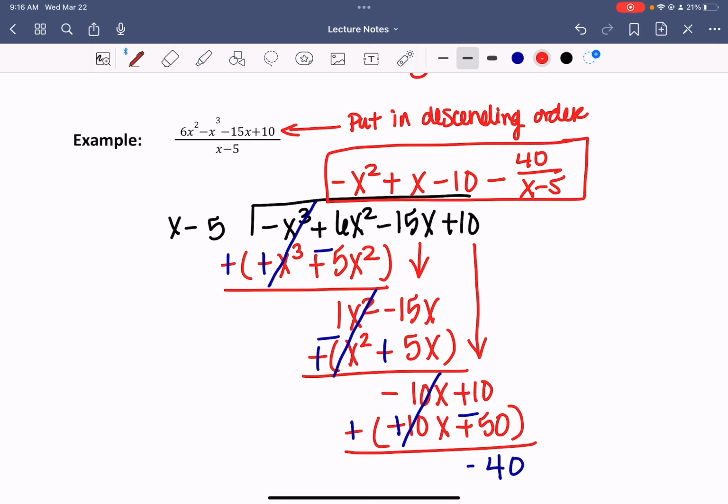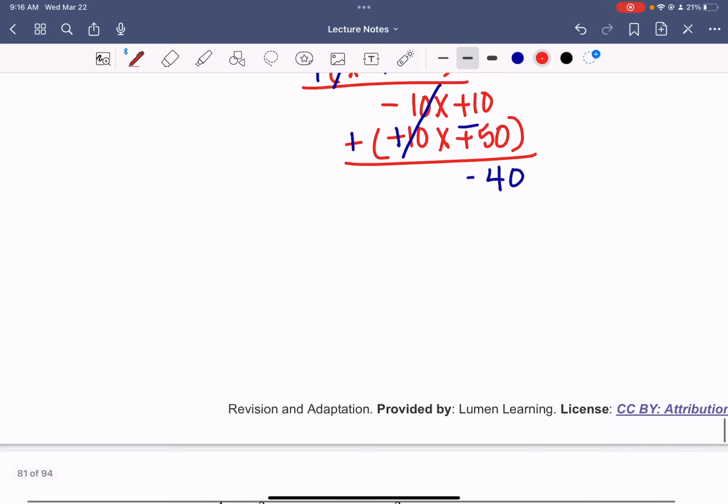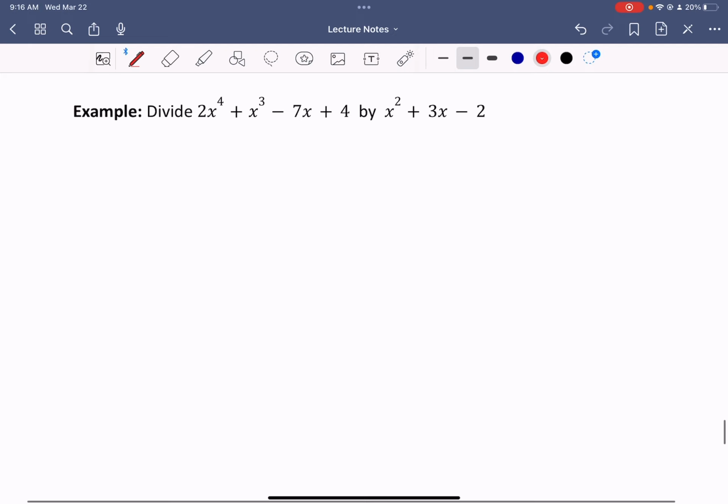So I wanted to work this one specifically because you had to put it in descending order to start. Let's look at the next one. It's going to cue us on to something else we might encounter. This one says, let's divide this whole piece. So let's just go with our setup. I'm going to set up our division bar and put it in descending order.